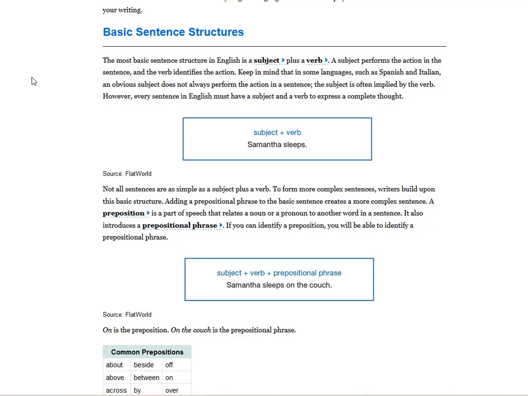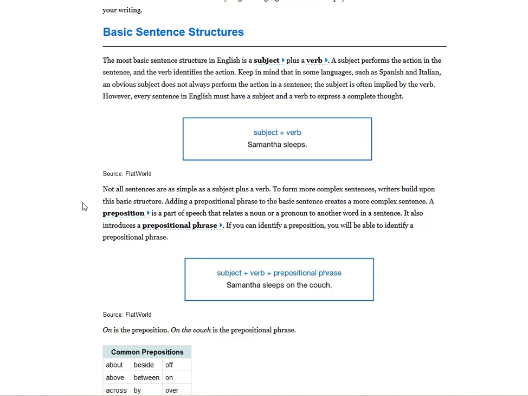Not all sentences are as simple as a subject plus a verb. To form more complex sentences, writers build upon this basic structure. Adding a prepositional phrase to the basic structure creates a more complex sentence. A preposition is a part of speech that relates a noun or pronoun to another word in a sentence. It also introduces a prepositional phrase. If you can identify a preposition, you will be able to identify a prepositional phrase. Samantha sleeps on the couch.